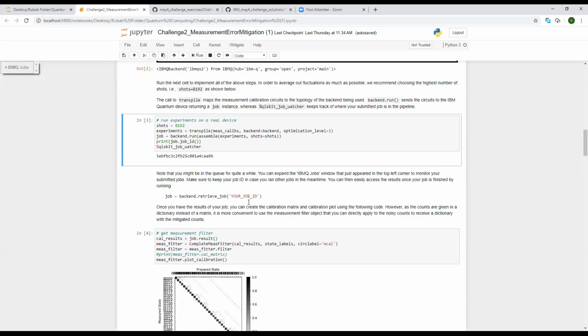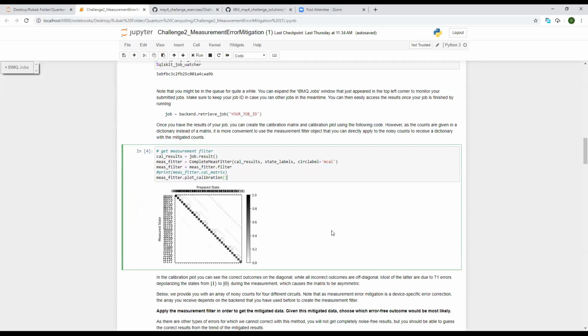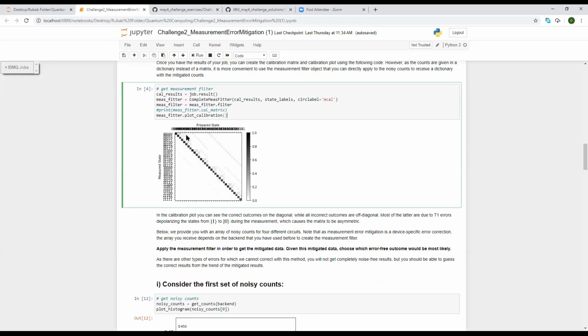Now the next task is to get a measurement filter. The measurement filter is basically the matrix we need. The matrix is a linear algebraic term, and the measurement filter is the graphical representation of that in coding. So we have to create this measurement filter, and after running this cell, we get this graph. There is a dark diamond or square-shaped line along the diagonal, and there are some faded diagonals as well in the back. So what do they mean?